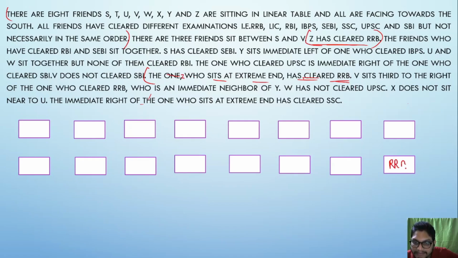So where can Z come? Z can come either at this position or at this position. These are the only two places where you can put Z, right?